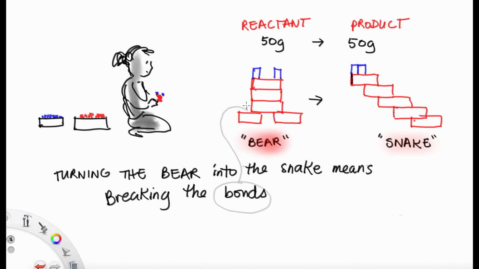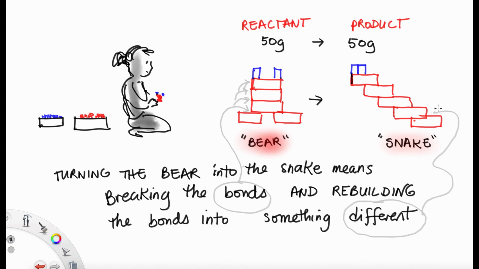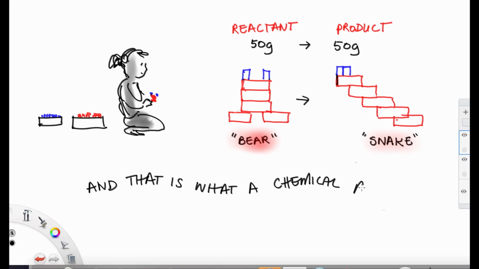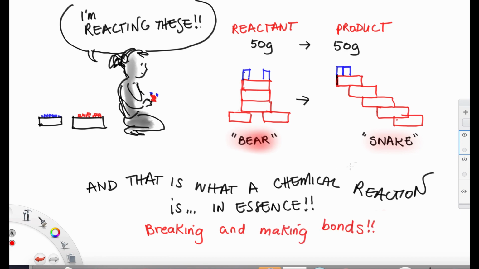Turning the bear into a snake means breaking the bonds and rebuilding the bonds into something different. And that is what a chemical reaction is in essence, breaking and making bonds.